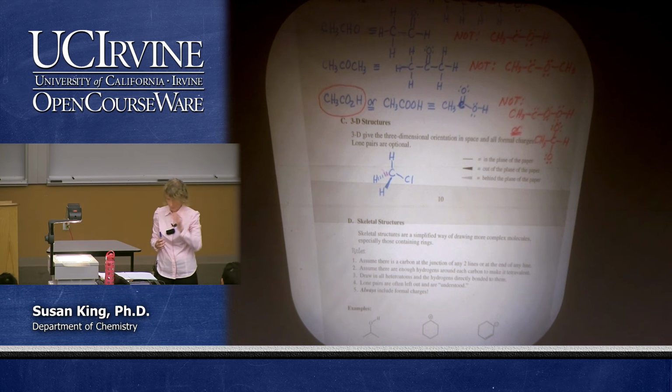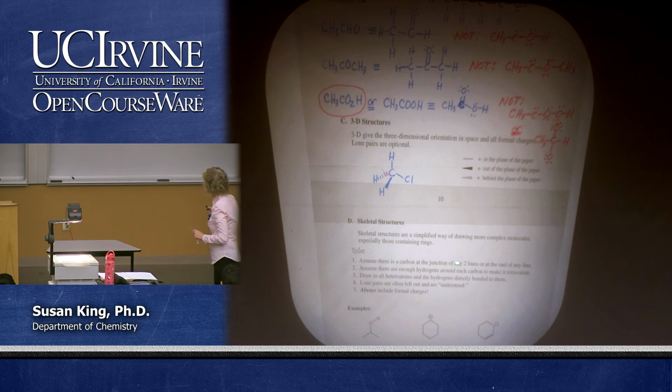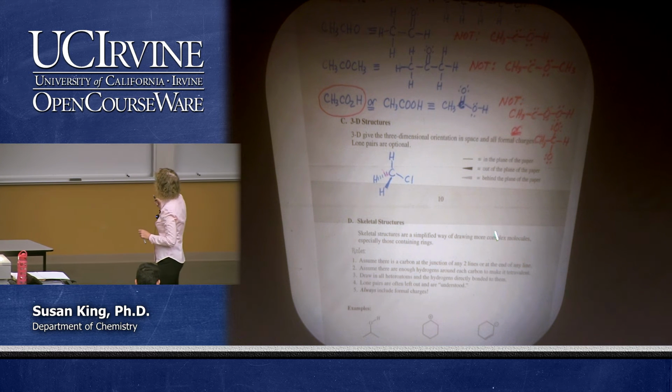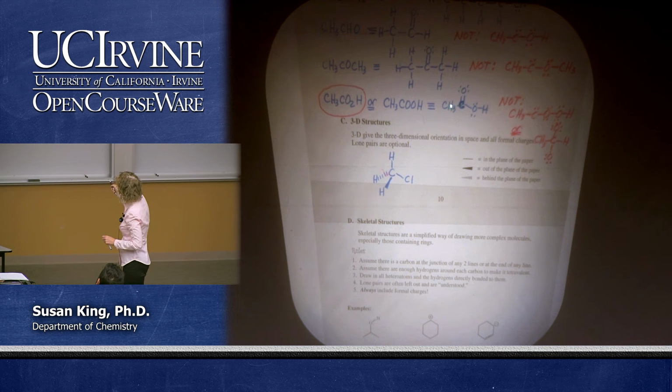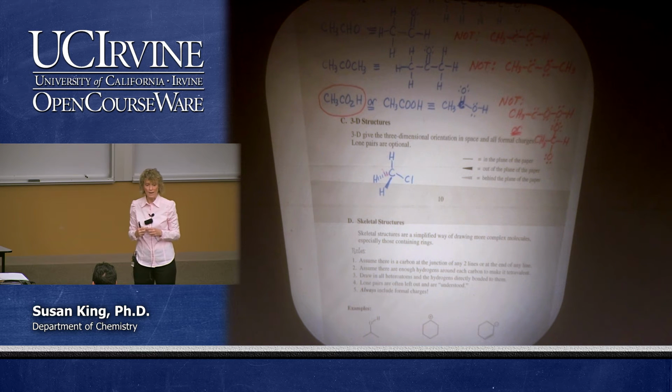Here are the rules for skeletal structures. Assume there is a carbon at the junction of any two lines or at the end of any line. So remember, I'm kind of glad I did that here. So that was a triangle. So that meant automatically it's understood that there's a carbon at the junction of those two lines. Assume there are enough hydrogens around each carbon to make it tetravalent. Draw in all heteroatoms and the hydrogens directly bonded to them. Heteroatoms are atoms other than carbon and hydrogen. So things like oxygen, nitrogen, sulfur, halogens.